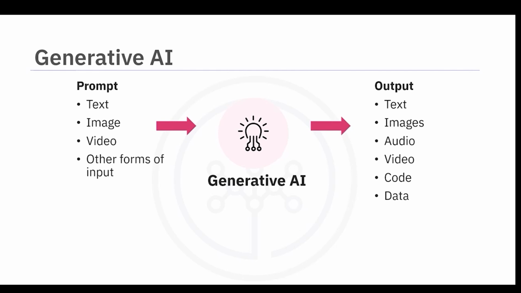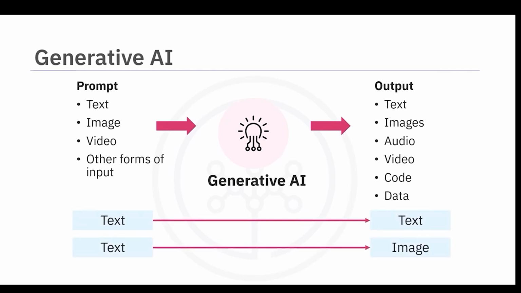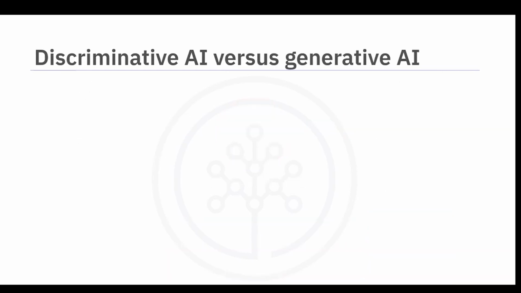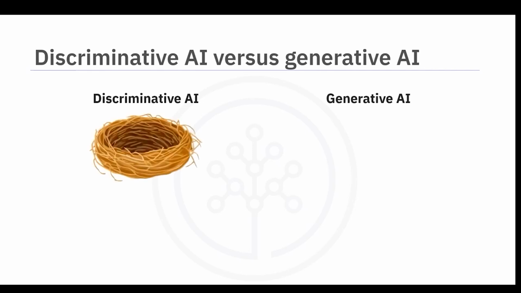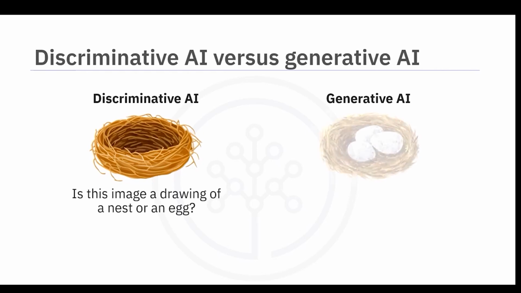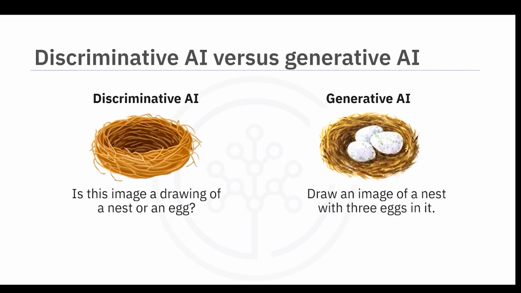Generative AI can produce output in the same form in which the prompt is provided, for example, text to text, or in a different form from the prompt, such as text to image or image to video. Here is a simple example to understand the difference between discriminative or traditional AI and generative AI. Discriminative AI would be best suited to answer questions such as, is this image a drawing of a nest or an egg? Generative AI would respond to prompts such as, draw an image of a nest with 3 eggs in it.